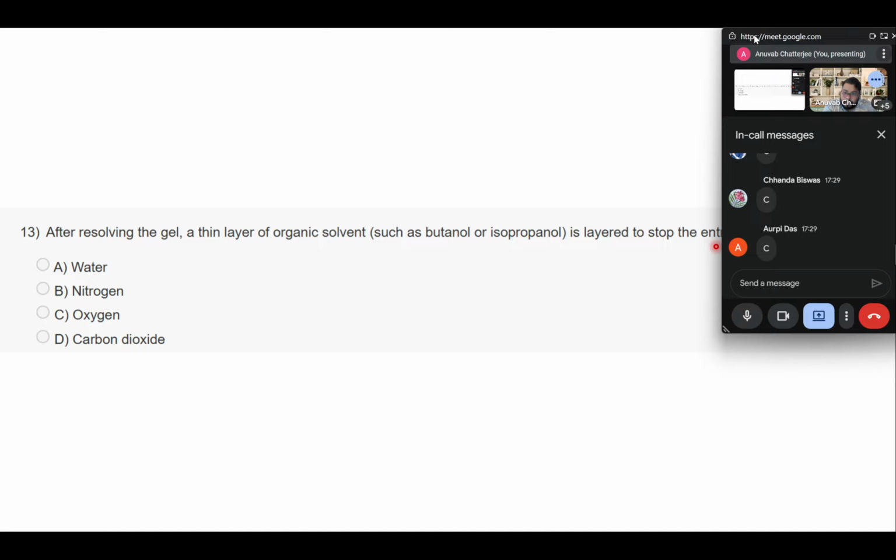And why do we do that? The answer is to prevent interaction with water, nitrogen, oxygen, or carbon dioxide.